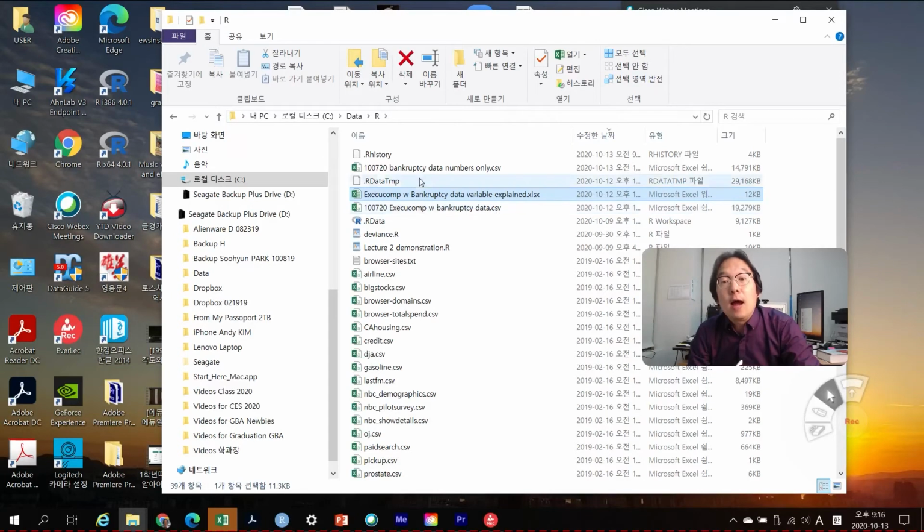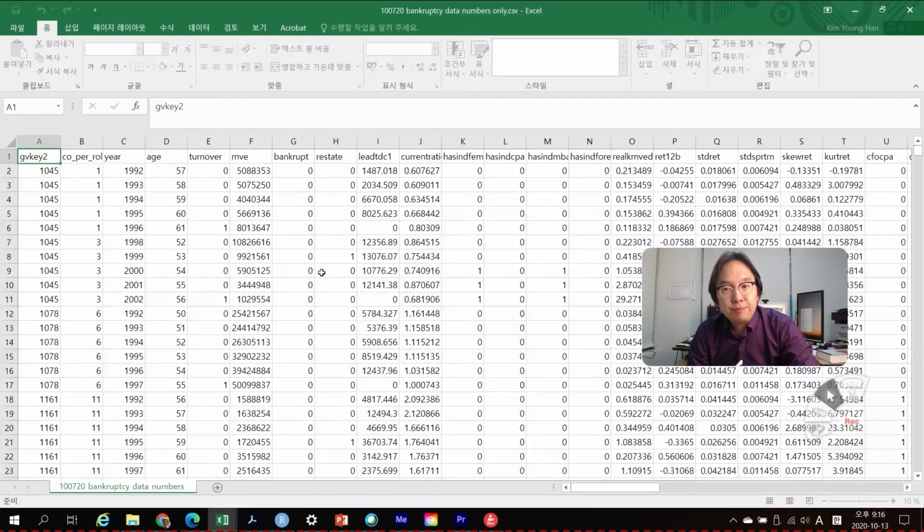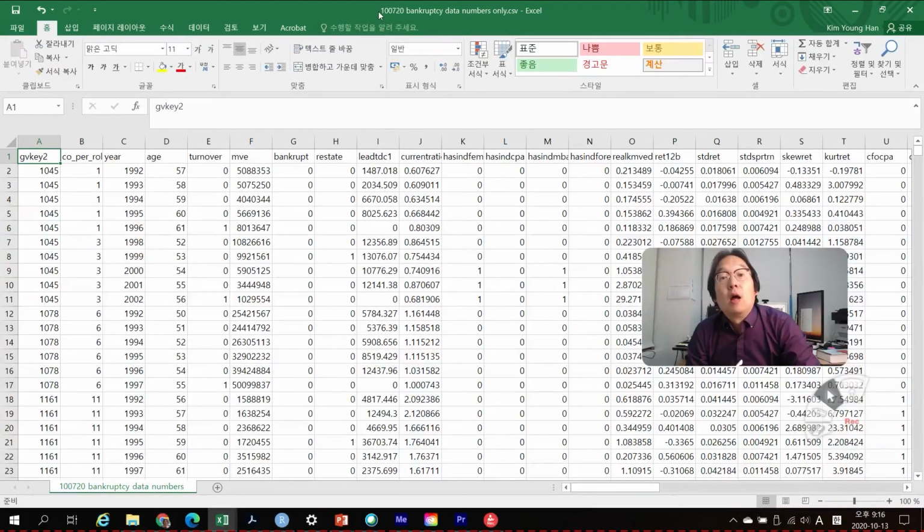If I open up this data, this is 100720, right? October 07, 2020. That's the pattern I create my file names with, so that I would not forget about it. Yeah, the date of creation, honestly, right? And bankruptcy data, numbers only.